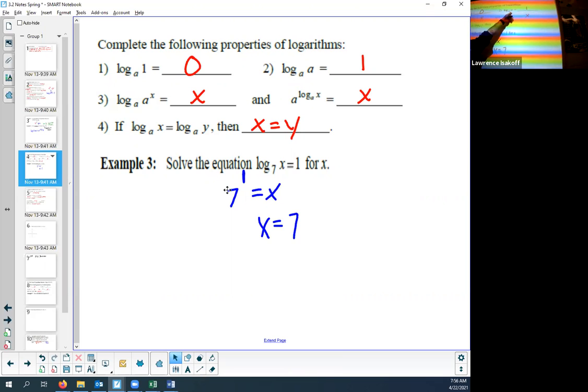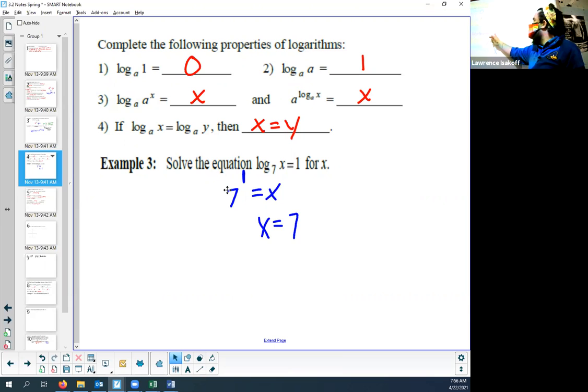Another way to look at that would have been the following rule. Log base a of a is equal to 1. So if it's equal to 1, the base of my exponential, the base of my log and the number inside the log should match.